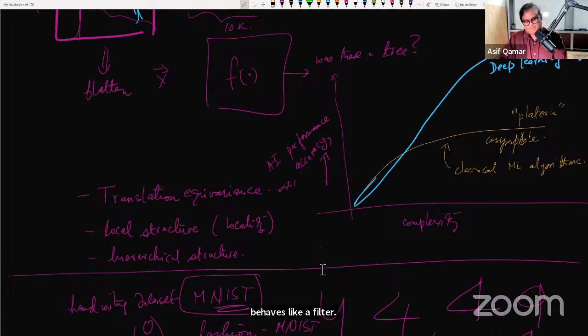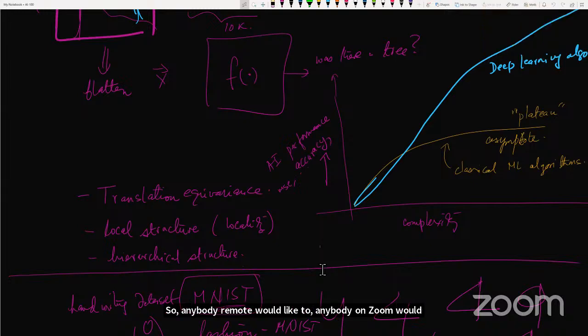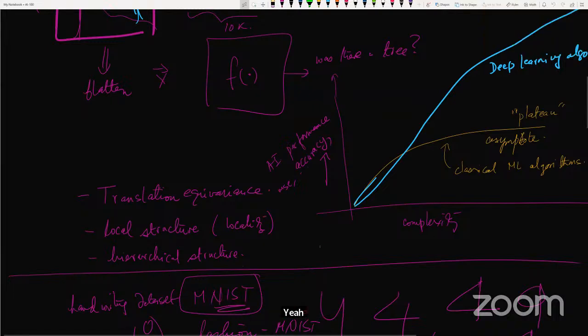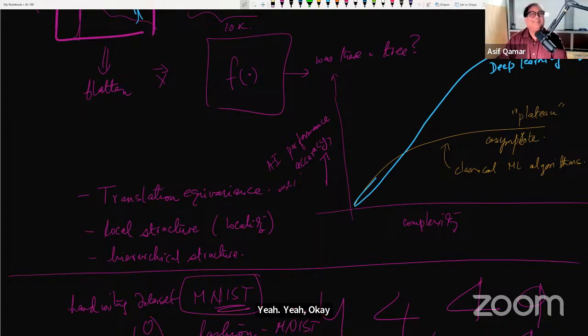So, anybody on Zoom would like to give it a try? So I think you have it on the screen right now. Translation equivariance, local structure, hierarchy. Yes. And who is saying this? Ravi. Oh, yes, of course. Thank you. I literally had the answer in front of you and was waiting for somebody to read it out. Right. See, guys, the word is inductive bias.